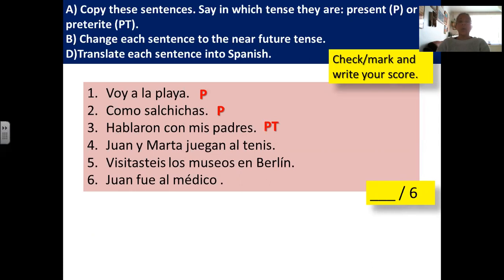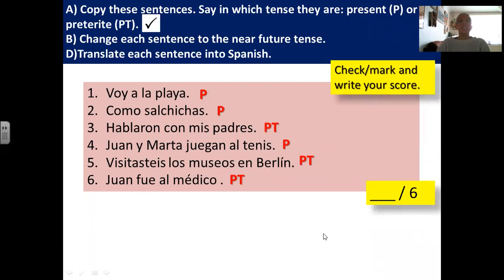Juan y Marta juegan al tenis is in the present tense. Visitasteis los museos en Berlín is in the preterite tense. Y Juan fue al médico is in the preterite tense. Okay, so well done for all of you. I am sure that you were able to recognize the tenses. Please check, mark, and write down your score.